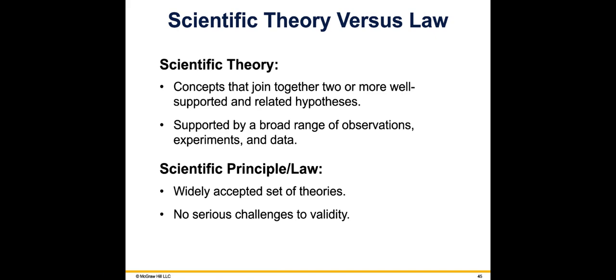Something that is a much more widely accepted thing is called a scientific law or principle. It encompasses a lot of different theories, and really there's no challenges. There's no data that we're probably going to find, even with changes to technology. It's something like gravity, right? Every single time you drop something, it falls to the ground. It never floats away. That would be considered a law.